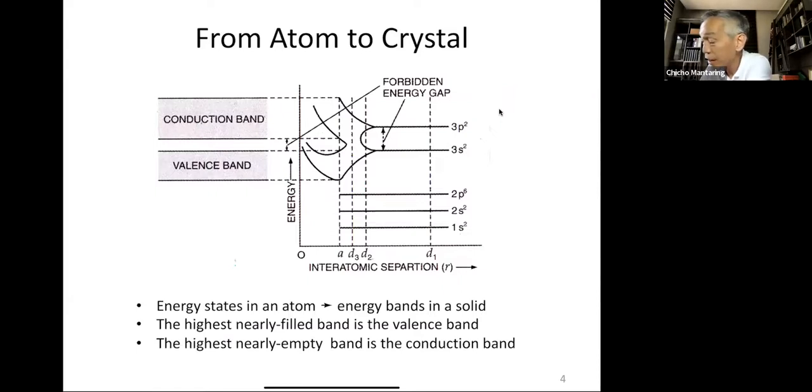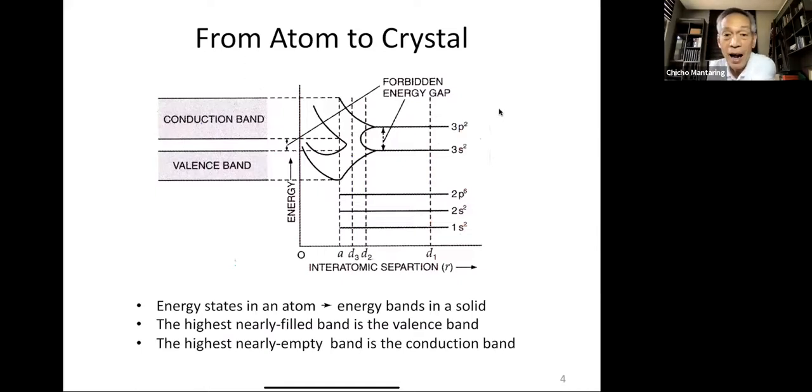I already mentioned that shell 1 has 2, shell 2 has S and P, which is 8, and then shell 3 has only 4, even if this P can handle 4 more. So these are the energy states.